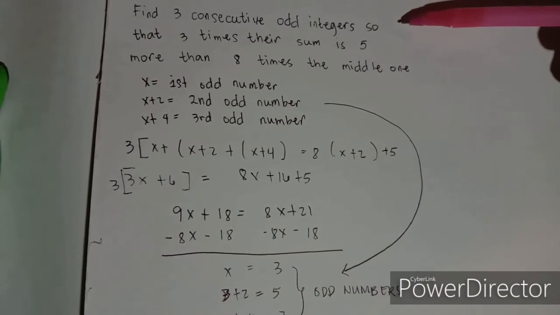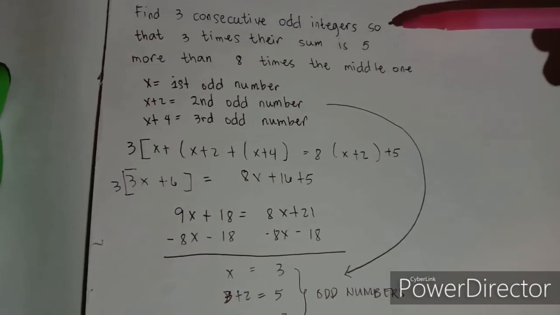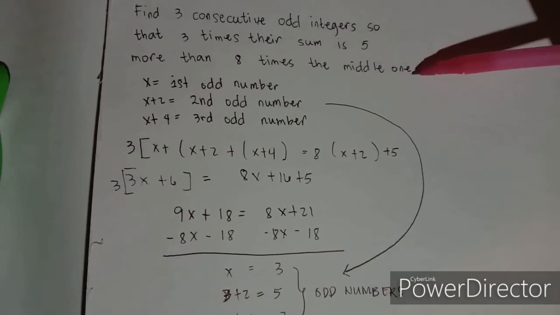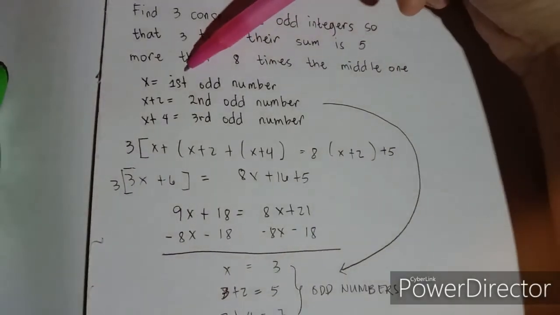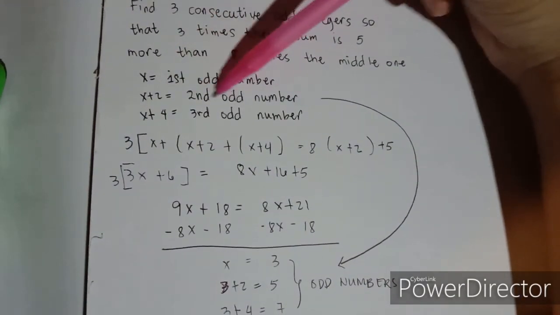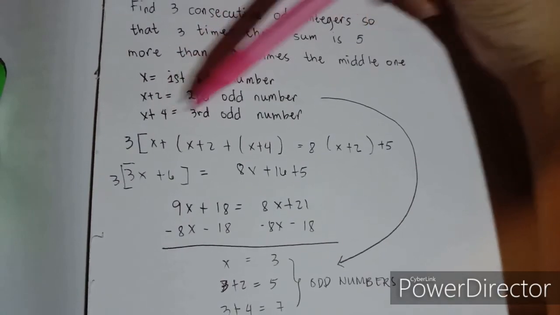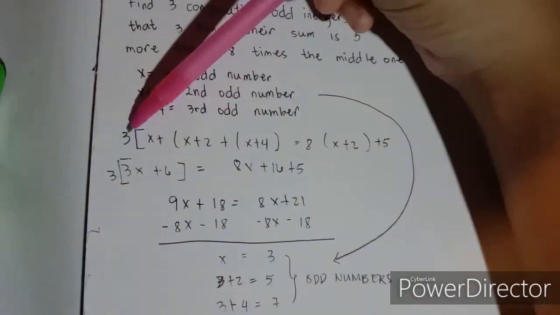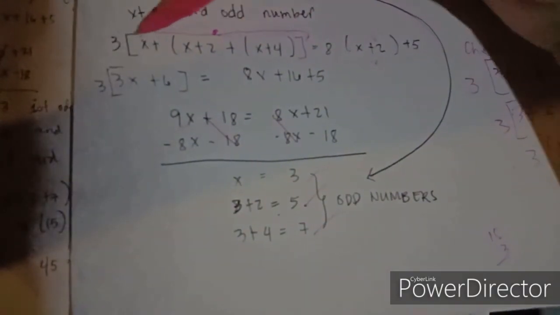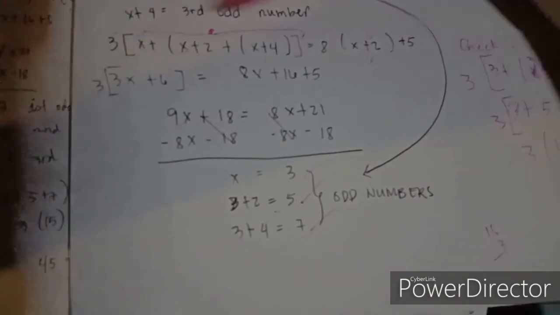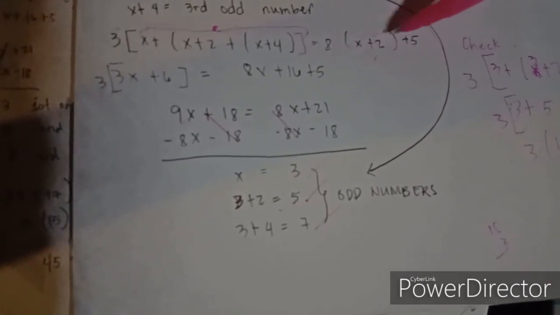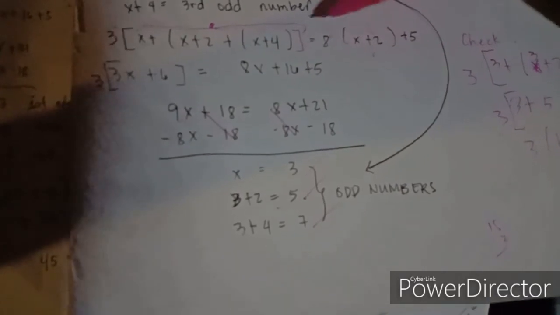Find 3 consecutive odd integers so that 3 times their sum is 5 more than 8 times the middle one. So let x be the first odd number, and x plus 2 will be the second odd number, and x plus 4 will be the third odd number. The 3 integers will be added, and their sum will be multiplied by 3, and it has to be equal to 8 times x plus 2, plus 5.